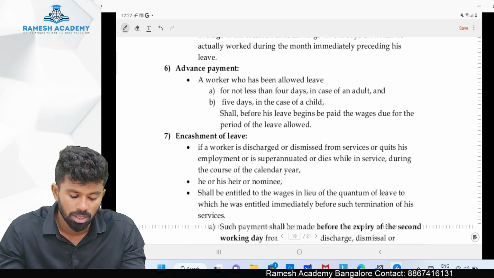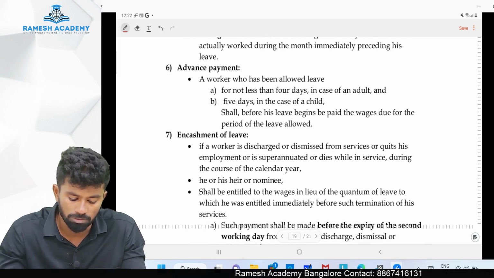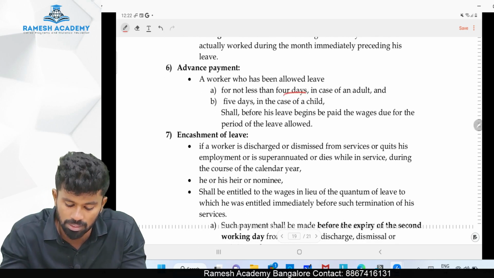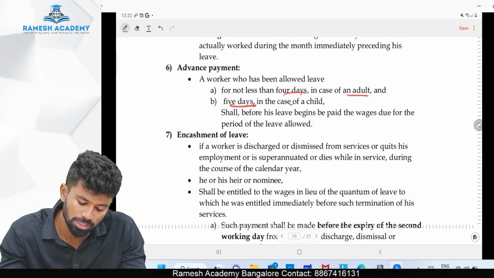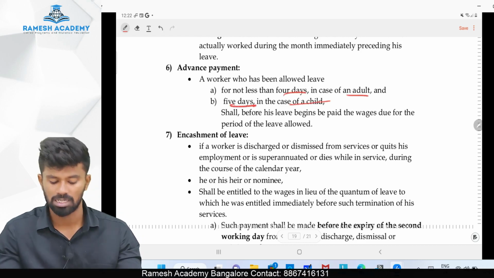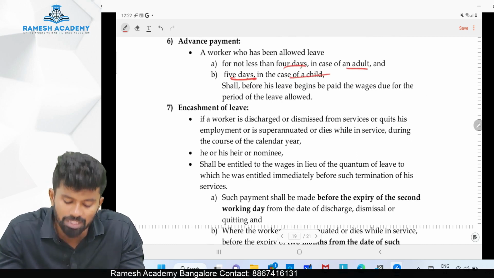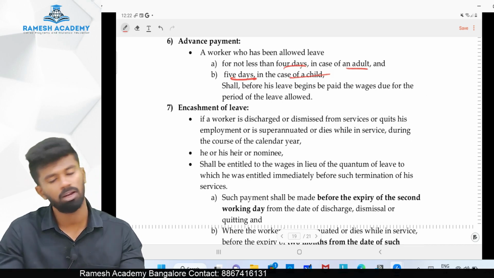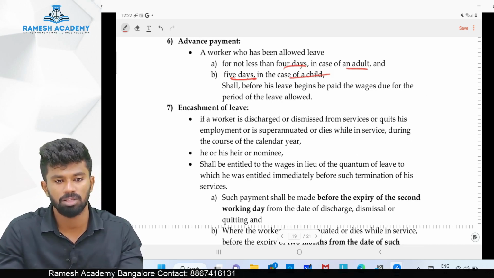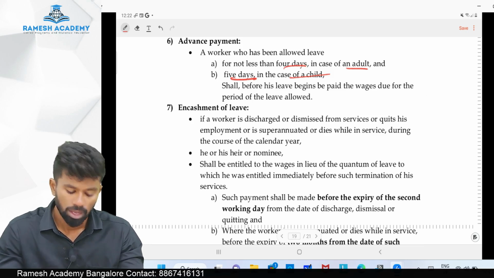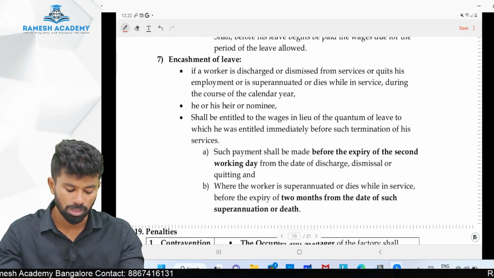Advance payment. A worker who has been allowed leave for not less than 4 days in case of an adult and 5 days in case of a child shall, before his leave begins, be paid the wages due for the period of leave allowed. He can be paid the advance leave. Encashment of leave. This also helps you in the income tax.